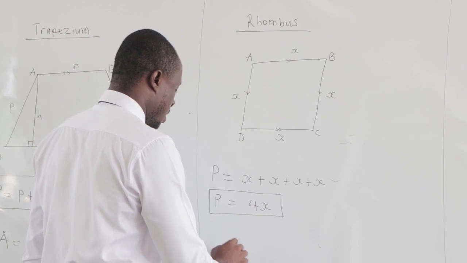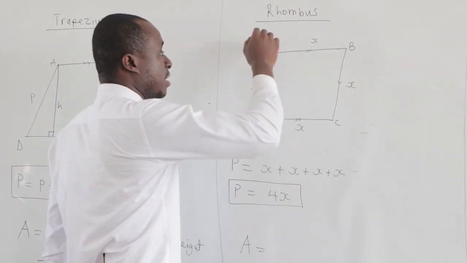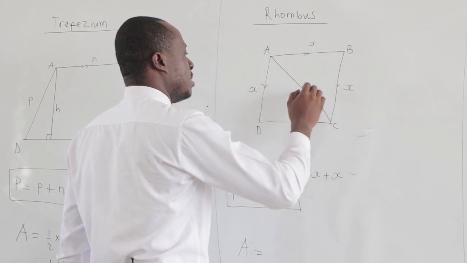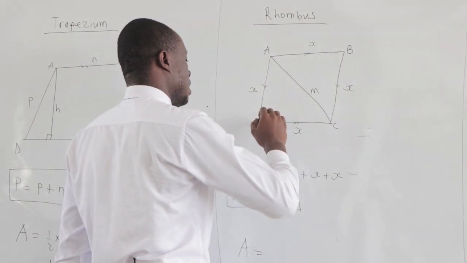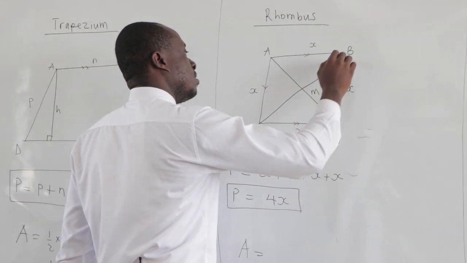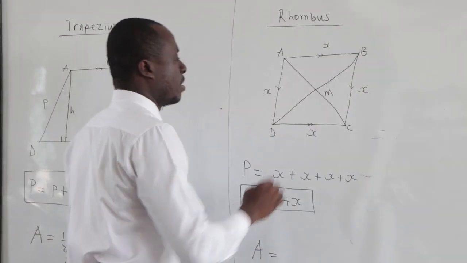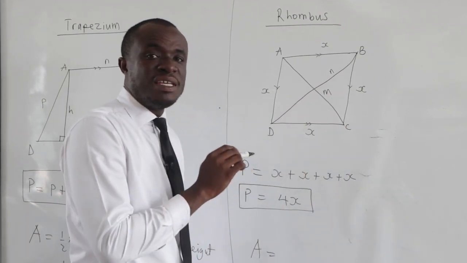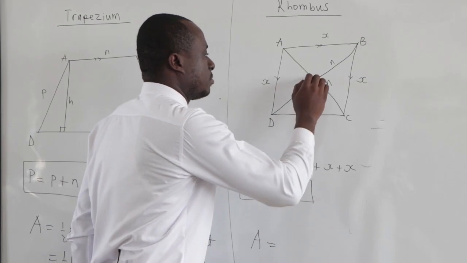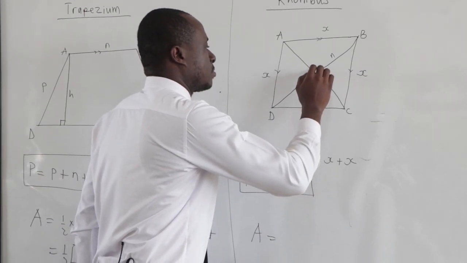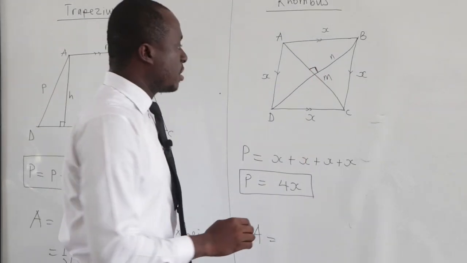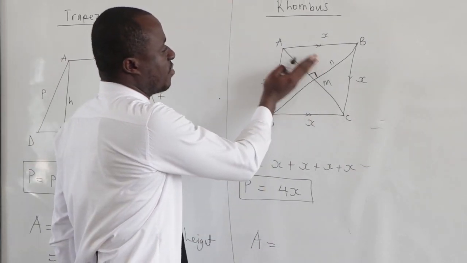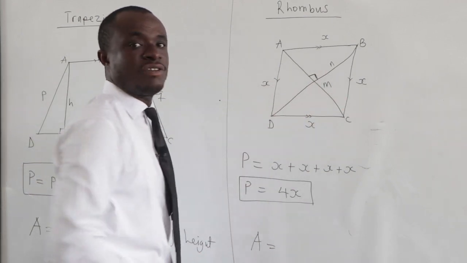Now let's consider the area. Now let's consider the diagonal, that is AC. Let's say it is M. And then let's consider the diagonal DB. It is also N. Now note that the diagonals meet at right angles. And because it is meeting at right angles, what can we see? We can see that we have a triangle here. We also have a triangle over this.